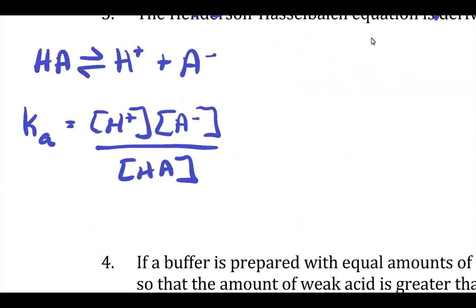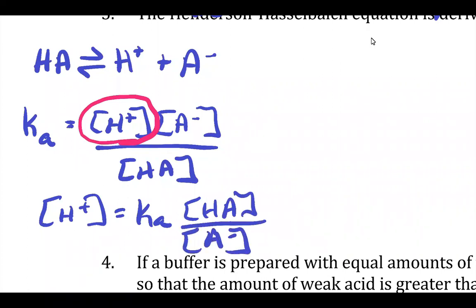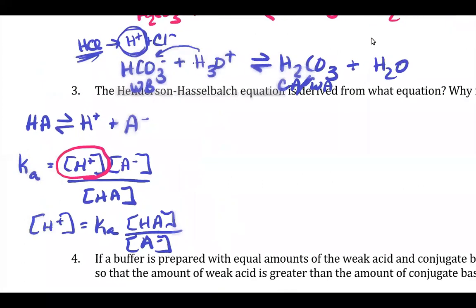If I do this and I solve for this guy right here, so if I solve for H plus, what do I get? I want to isolate the concentration of H plus. So I should get Ka is equal to, and I'm going to flip-flop, HA over A minus. Now if I take that and take the negative log of both sides, from here to here, I'm taking the negative log.